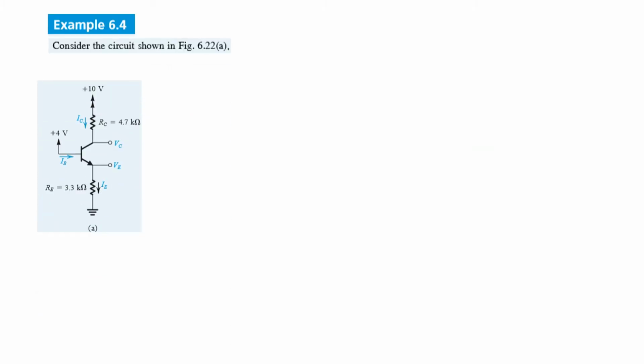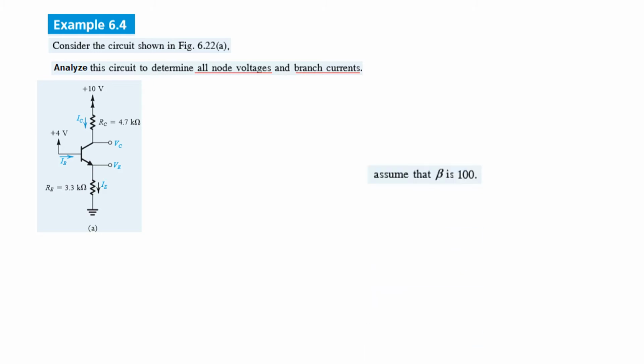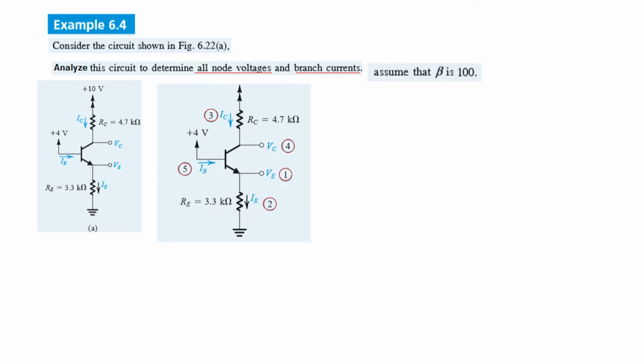Okay, so let's have our first example. This is the circuit, 4 volt power supply. You have to analyze the circuit to determine all node voltages and branch currents. Assume beta to be 100. And we'll follow this sequence. First of all, we'll find VE, then we'll find the current IE, and then we'll find the current IC, then VC, and finally IB.